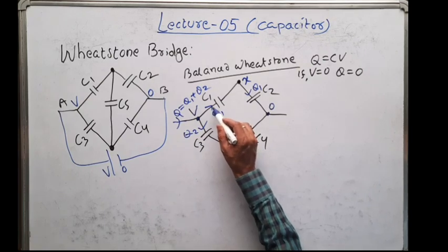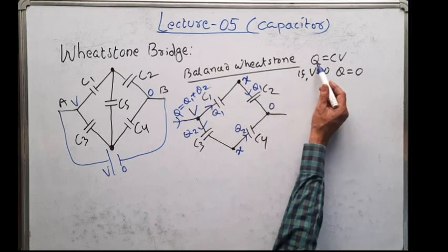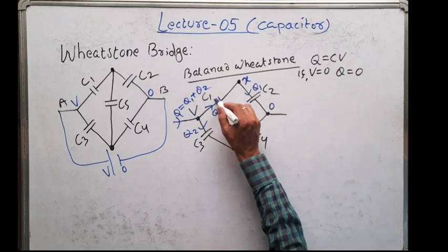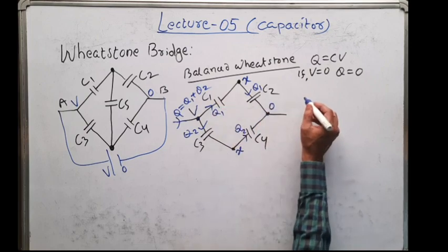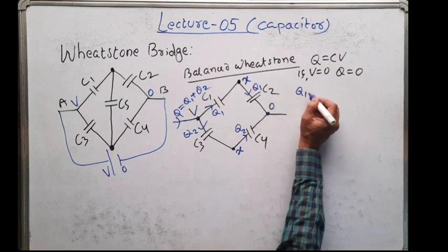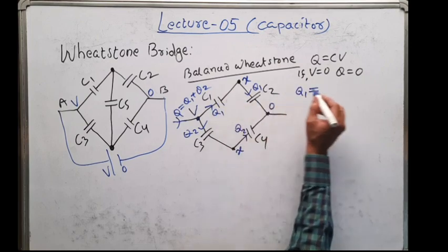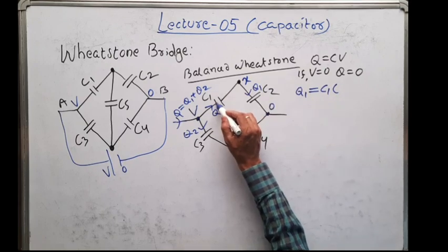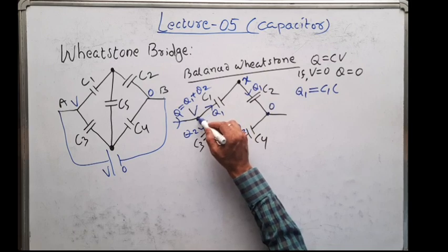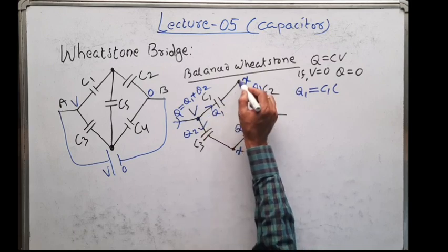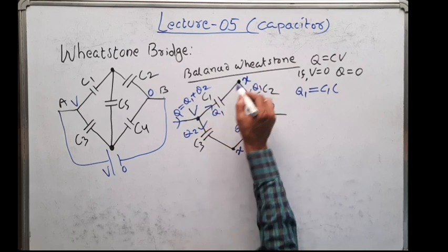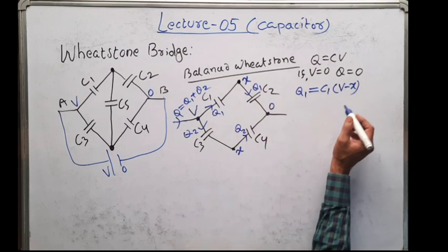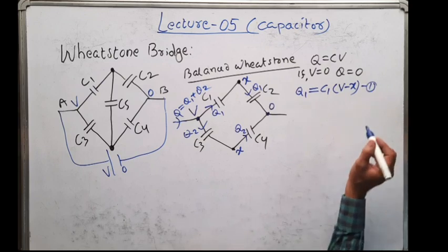Now we will find Q1. You know Q is equal to C into V, where V is the potential difference. So the charge through the C1 capacitor, Q1, is equal to the capacitance C1 into the potential difference between the two plates. Here this plate is connected to V and this plate is connected to the X potential. So the potential difference is nothing but V minus X. Let us say this is equation number 1.